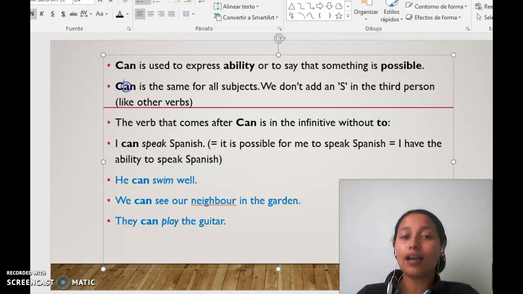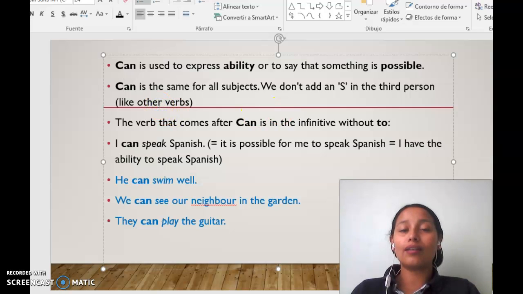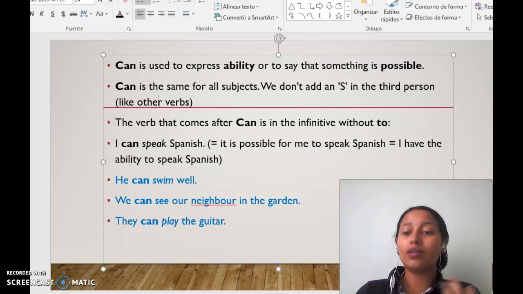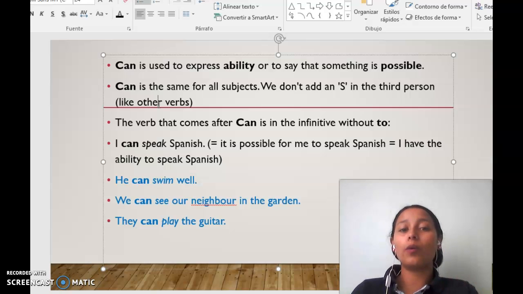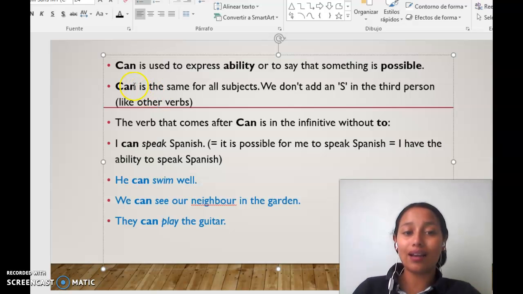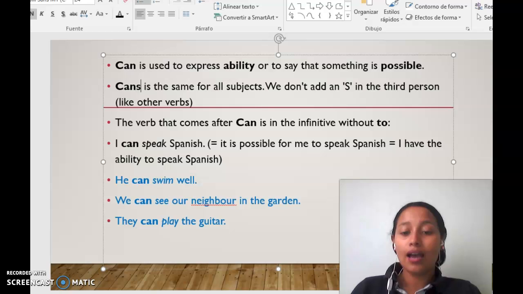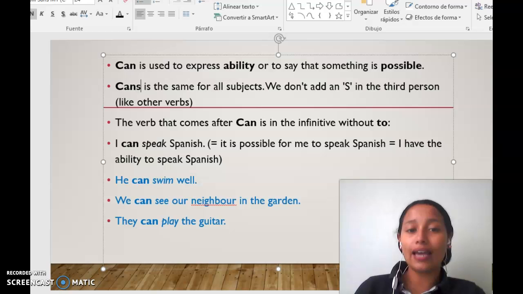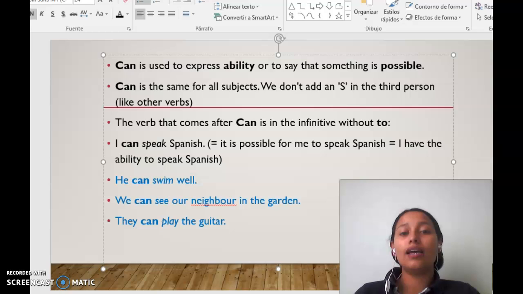The second one is that can is the same for all subjects. We don't add an s in the third person like other verbs. Remember that in the simple present tense, when we talk about the third person, it is necessary to add an s at the end of the verb. But when we are talking about can, it is not necessary to add an s at the end of this verb. I can't say she cans or he cans. It doesn't exist in Spanish.